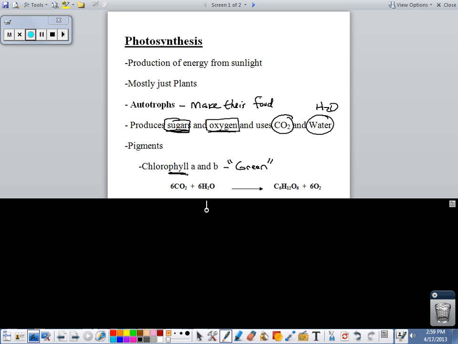And here's the equation for photosynthesis. It's 6CO2 and 6H2O. Here are the reactants. And then the products. A more simple way to say it: CO2 and H2O gives us sugars and oxygen. And this arrow means yields, but we should also put in here that it means sunlight.